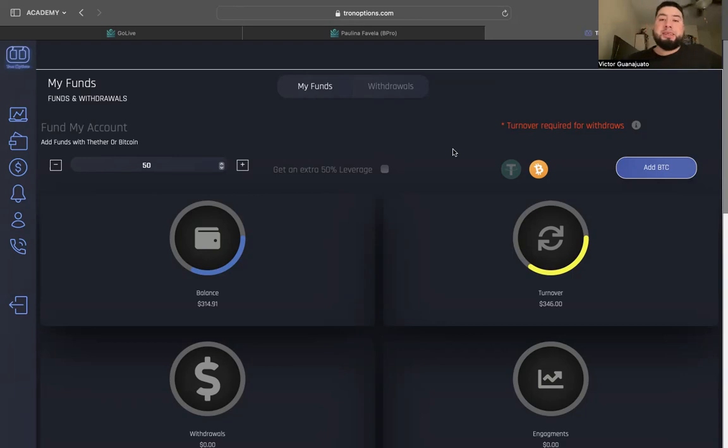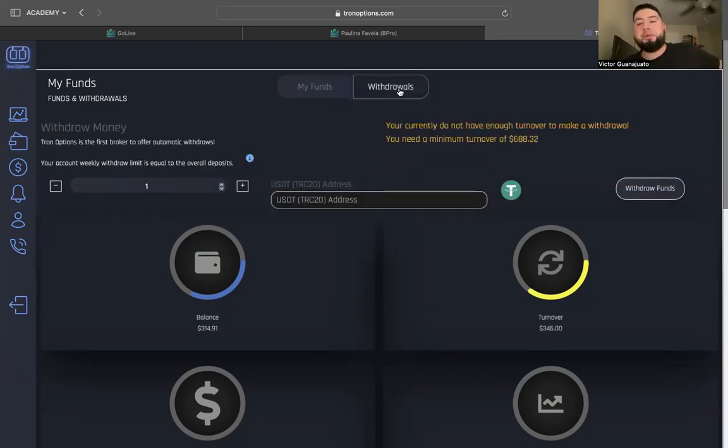In the withdrawals, in order for you to withdraw money, you have to reach a certain amount of turnover. Basically, it's leverage. For example, if I want to do a withdrawal, my turnover is $345. So what do I need? It says that I need a $688 minimum for the turnover. Basically, that means that if I do operations of, let's say, $15 or $20, it doesn't matter if I win or lose the operation, that keeps adding up, 15, 15, 15.